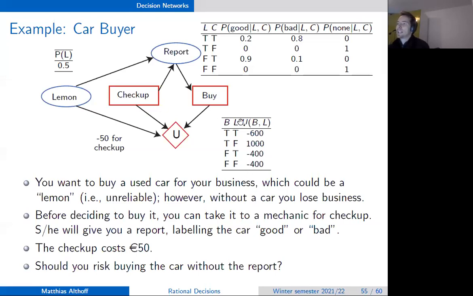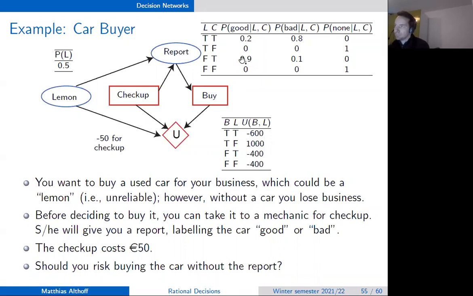So here's the table. You have a lemon and you bought a car, so you spend money but have not a good car, then you have a utility of -600. If you bought a car but it's not a lemon, then you have a very good utility of +1000. And if you don't buy the car because your business is not working so well, you have a utility of -400. And regarding the report, the expert would tell you it's a good car with 20% probability, although it's a lemon, and with 80% that it's a bad car if it is a lemon.